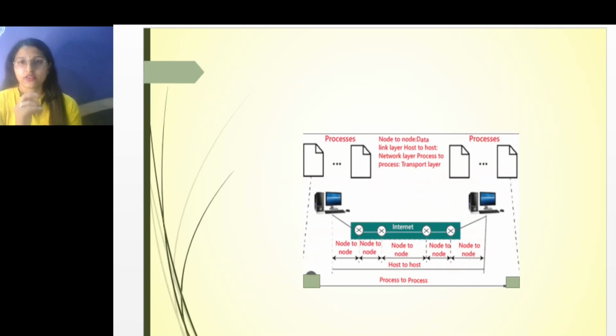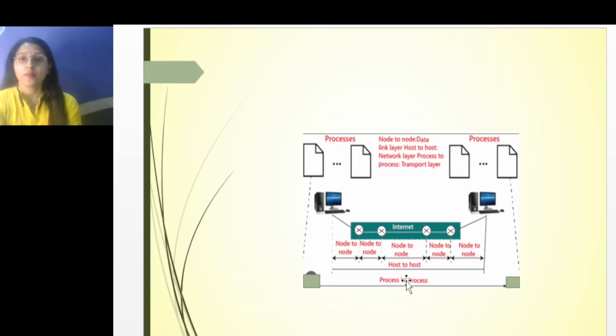There is one interesting diagram over here, from node A to node B. The data link layer is going to deal with node to node delivery, from one node to another node. Then there is host to host delivery, and there is process to process delivery. Host to host means from one host to another host, and even after reaching the correct host, it should be delivered to the correct process.